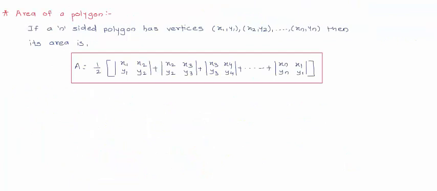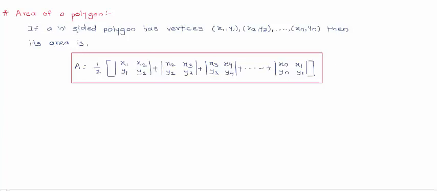Okay students, and finally a shortcut which is very effective for our entrance exams. This shortcut says area of a polygon. So you might have seen many questions referring to area of a triangle, area of a quadrilateral, area of a pentagon. It appears many times in entrance exams with given vertices. And this is a shortcut that you must use for all those polygon areas.